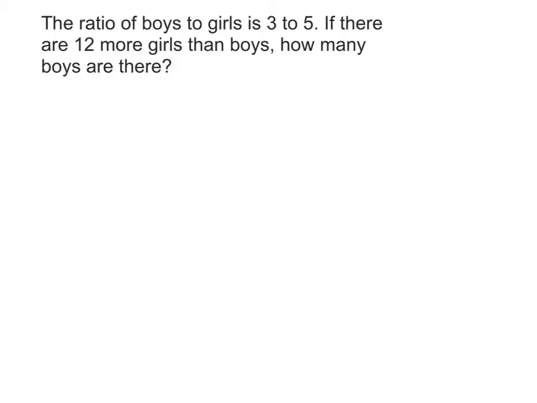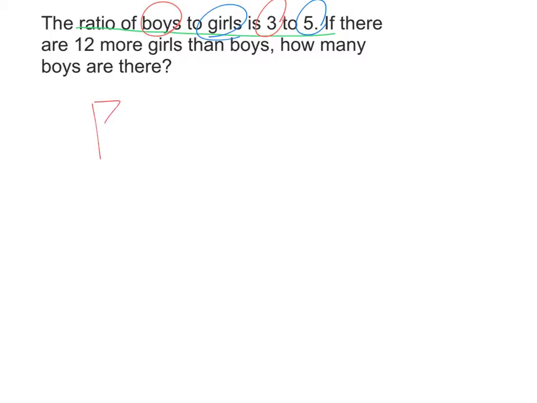So this problem says the ratio of boys to girls is 3 to 5. If there are 12 more girls than boys, how many boys are there? So we know what the ratio is. The ratio of boys to girls is 3 to 5. So the boys are going to come first, and then the girls will be second. So we can make our tape diagram just off of this. The tape diagram is always just of the ratio.